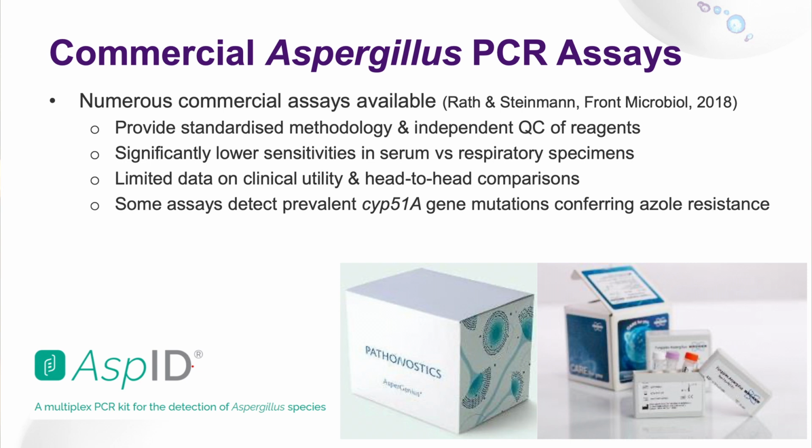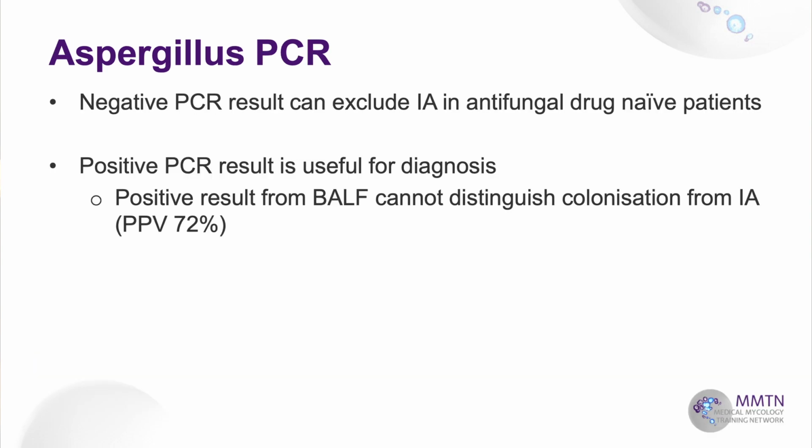Some of these assays do detect the most prevalent CYP51 gene mutations that confer azole resistance, but not all of the CYP51 mutations. So we know that if we get a negative Aspergillus PCR result from an antifungal drug naive patient, we should have confidence that they don't have invasive aspergillosis. And similarly, if we get a positive PCR, it is a useful result to aid diagnosis. But you have to remember that from a BAL specimen, it doesn't discriminate between colonisation and invasive disease, which is why it's only associated with a positive predictive value of about 72%.